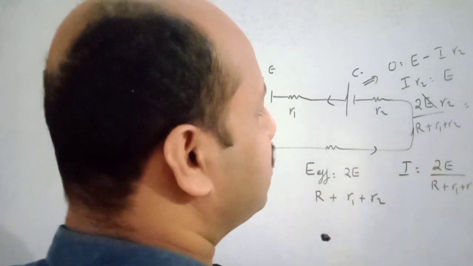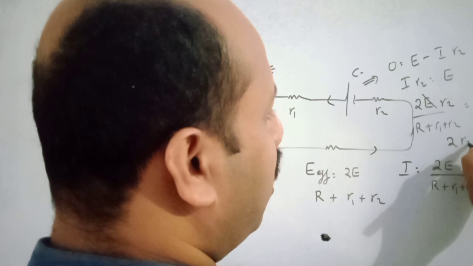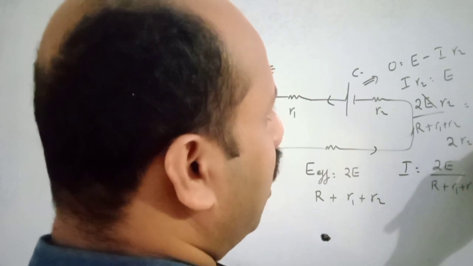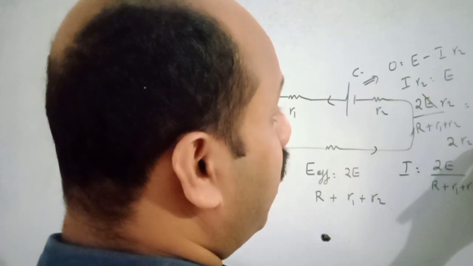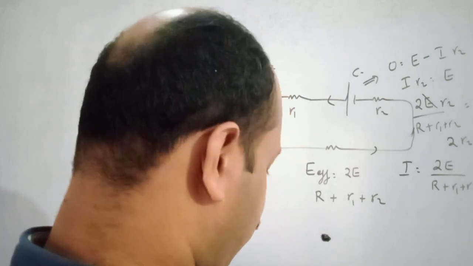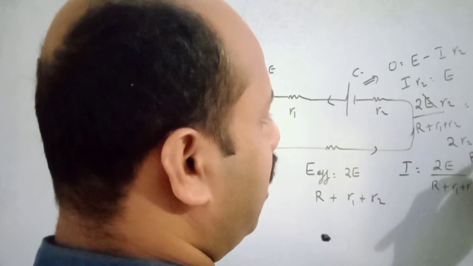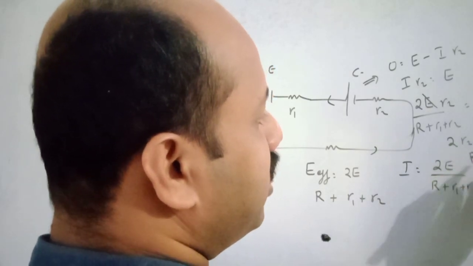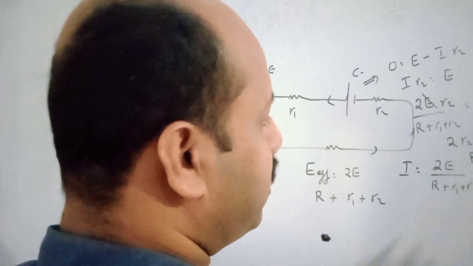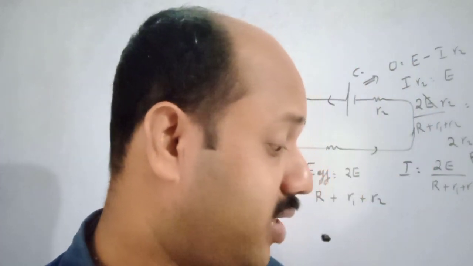This E got cancelled. On rearranging, what you are getting is 2R2 is equal to R plus R1 plus R2, right? Therefore R is equal to, taking this to that side, R2 minus R1. R is equal to R2 minus R1. Fourth one is the right answer.